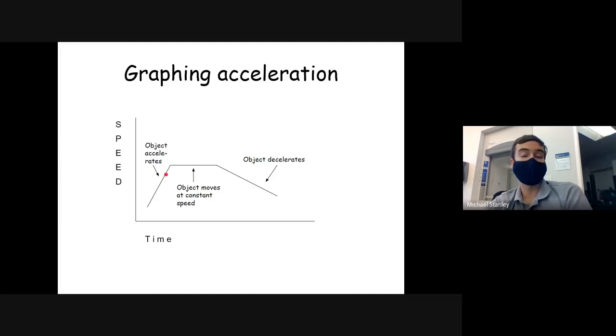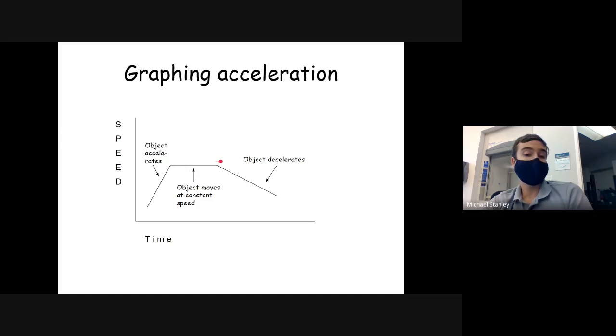So just like with speed, we can also graph acceleration, only this time, instead of having distance on the y-axis, we have speed. So how fast something is moving. If our line is going up, that means our speed is going up, so our object is accelerating in a positive direction. If our line is going down, that means our speed is going down, which means our object is accelerating in a negative direction, or it's decelerating, it's losing speed.